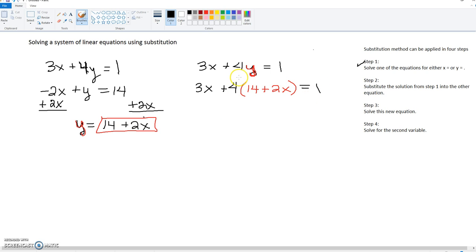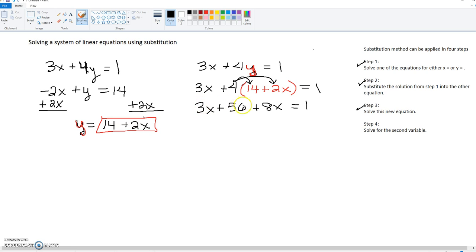Now we're going to distribute. So 4 times 14 is 56. And then 4 times 2 is plus 8x. And we're going to bring everything else down. Looking at our steps, we've already substituted. We're solving this equation at this point is what we're doing.